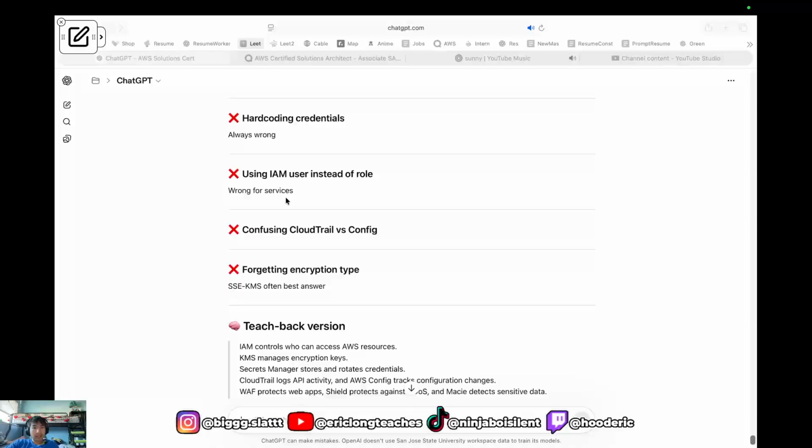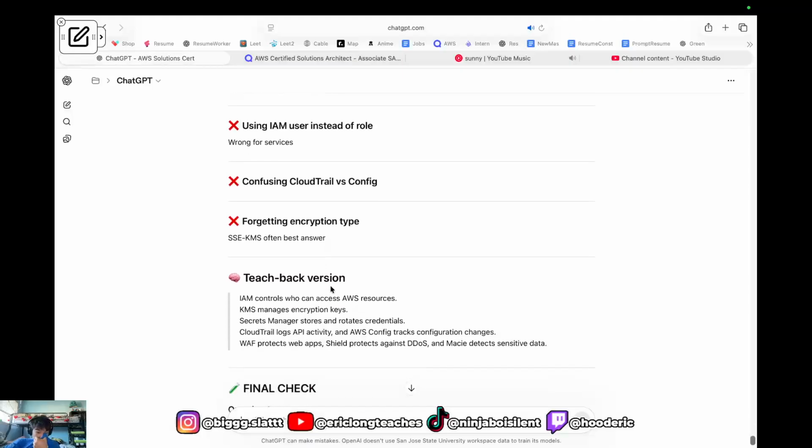So, okay. Hard-coding credentials, we should not use that. Instead, we should use IAM roles. Using an IAM user instead of a role is wrong based on the service, because IAM users are just for one user. Another mistake is confusing CloudTrail versus Config and forgetting the encryption type. So SSE-KMS is usually the best.